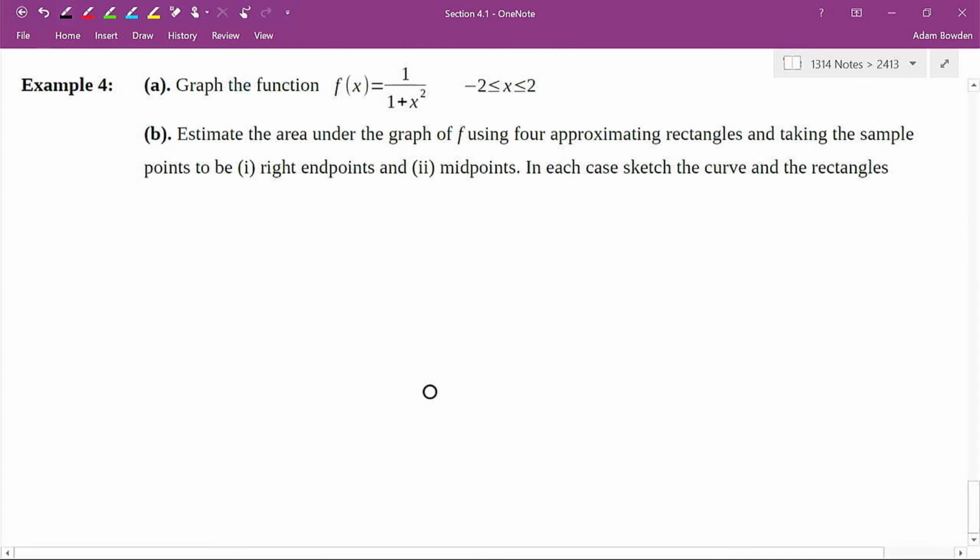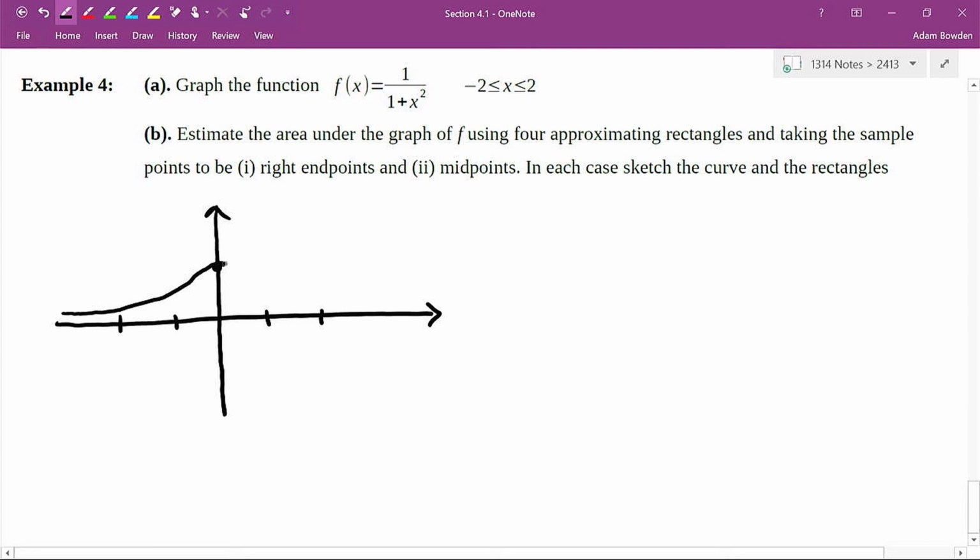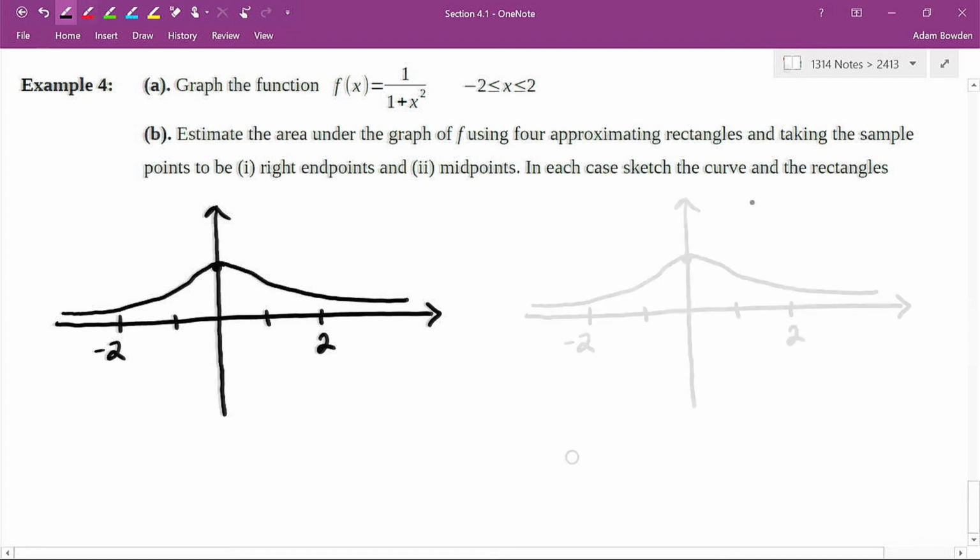On example 4, we're going to be looking at the function f of x equals 1 over 1 plus x squared on the interval from -2 to 2. We're going to estimate the area under the graph using 4 approximating rectangles, using right endpoints and midpoints. So I'll show you all a picture of how this looks in each case. Our function is going to do something like this. It kind of comes up here, then it goes down from there. We're looking at the interval from -2 to 2.